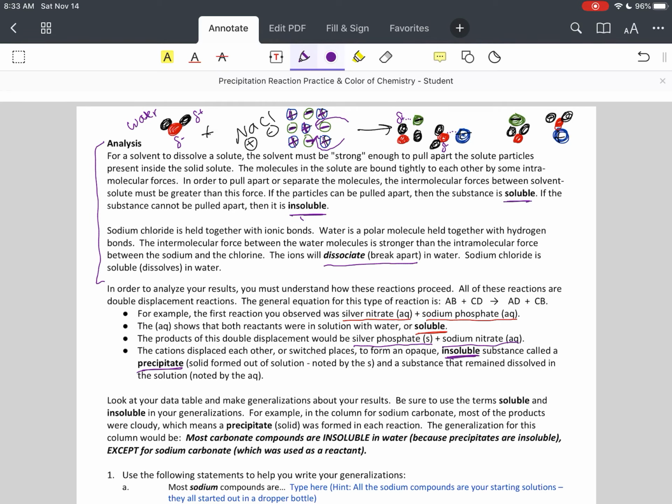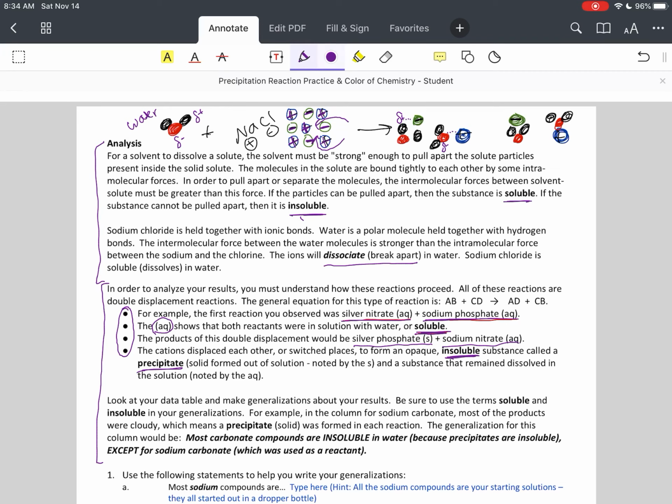For this next section, we're going to start analyzing some of our lab results. These bullets here summarize the first reaction that you saw, which was with silver nitrate and sodium phosphate. Both of these are aqueous substances. Remember, aqueous, or the AQ, means that it's just dissolved in water. That's all we mean. The water does not actually participate in the reaction. It just is like the background where the reaction takes place. So because these both have an AQ, that means they're soluble substances.